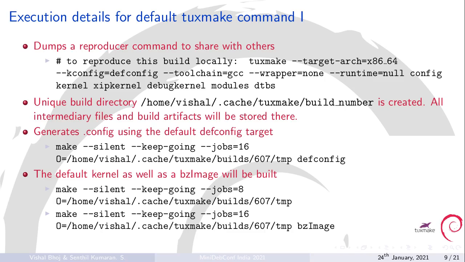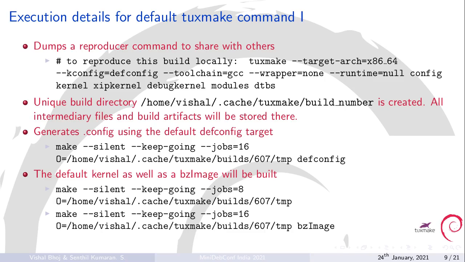The second thing it does is create a unique build directory where all the intermediate files as well as build artifacts are stored. It would then do a make defconfig to generate the .config file that will be used for the build.